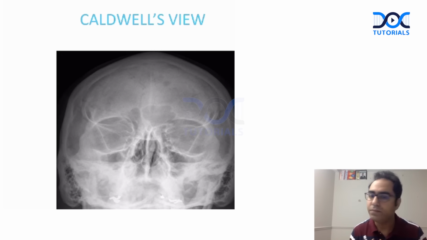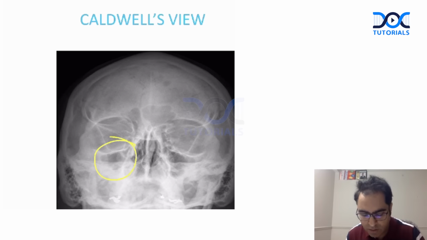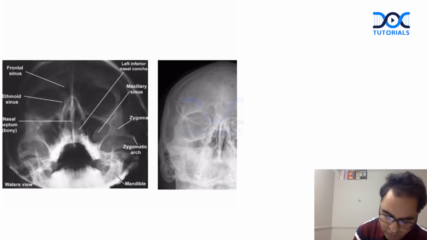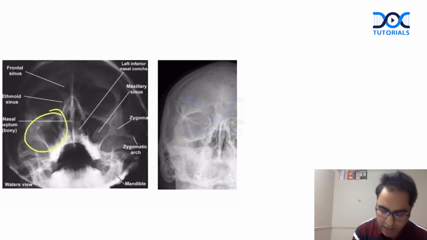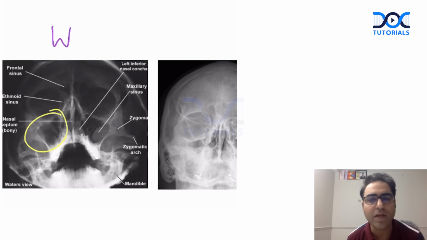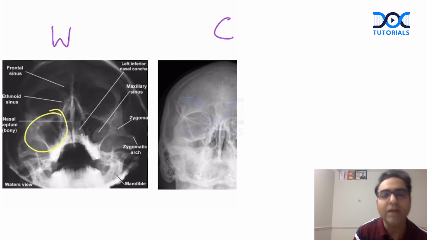But Caldwell view cannot be confused with the water view. Why? Because in Caldwell view, if you see carefully, maxillary sinus is hardly visible. But if you compare both the views, of course maxillary sinus is very clearly visible. It has to be Waters view. So if you ever get asked which one is water view, just look at the maxillary sinus. If clearly visible, it is water view. If it is not clearly visible, then it is Caldwell view.